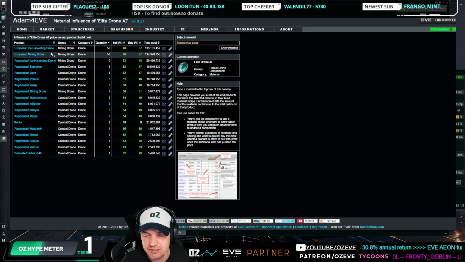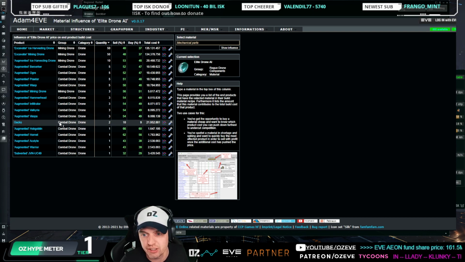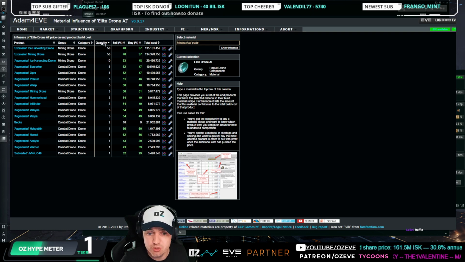You can see that the excavator drones are by far the most expensive items that use Elite Drone AI. Geckos are also expensive, but they only use 2 of them. So this is for the geckos: it's the BPC price that actually makes up most of the cost. The first column is quantity, the second one is sell, and the third one is buy.